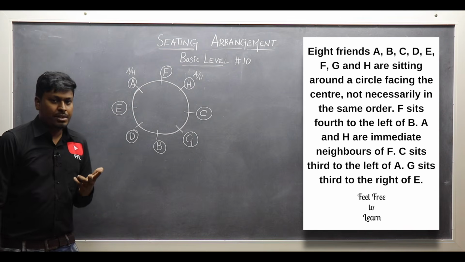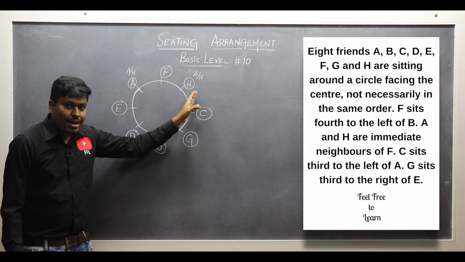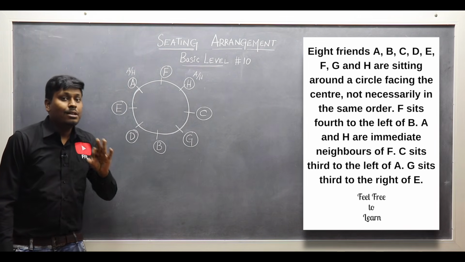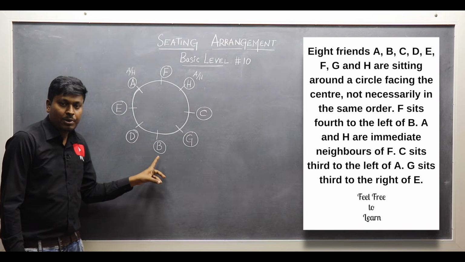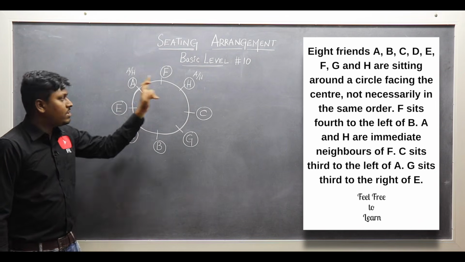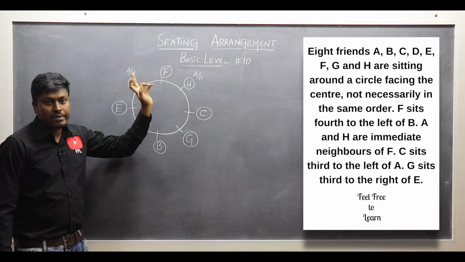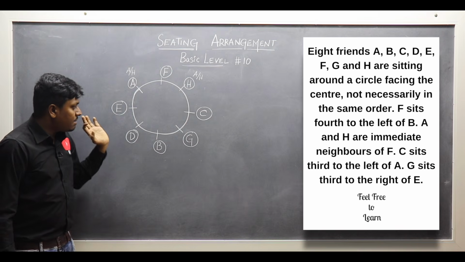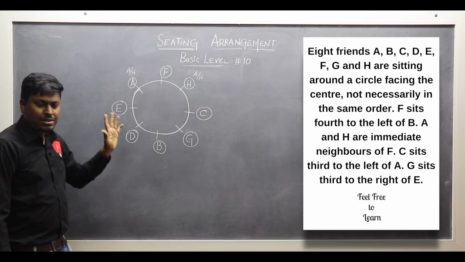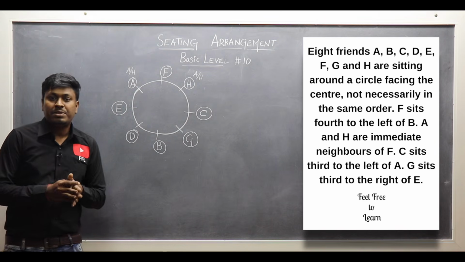Got it. There are 2 options. Either I can fix A here or A here. But if I fix A here, then A left hand side at the third place is C. We can't fix C here because already we fixed B. So only one chance that A should be fixed here, H should be fixed here. Only then we can say A and H are immediate neighbors of F. And then I fix the remaining data based upon the given points. Got it? So this will be the answer for arrangement number 10.